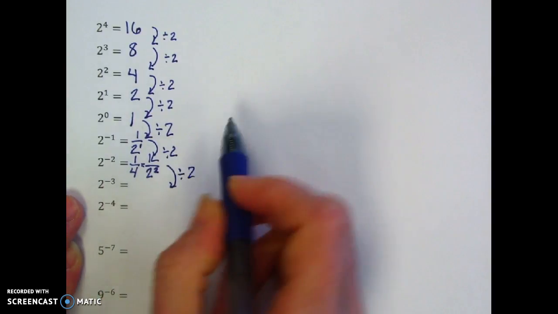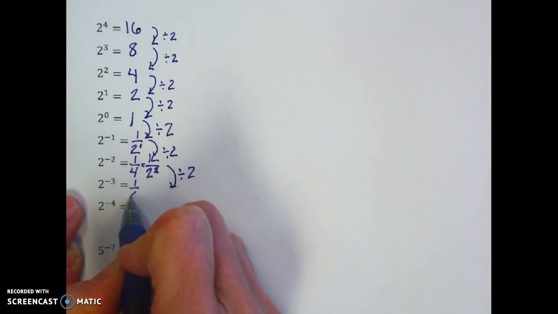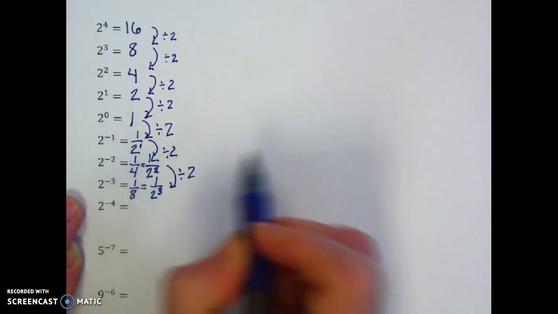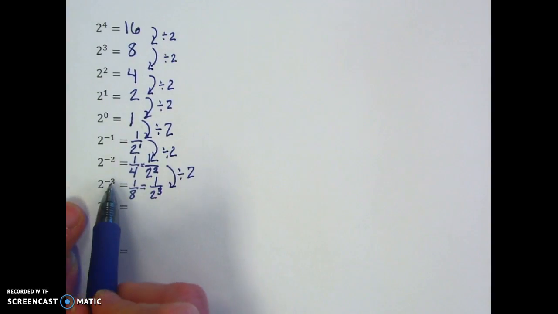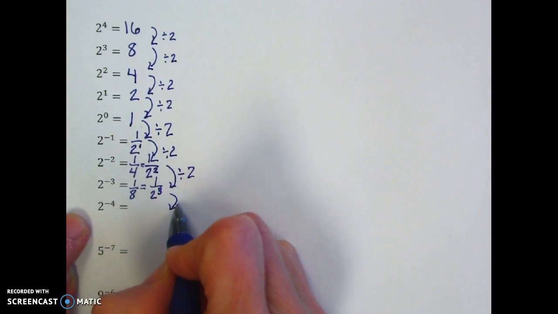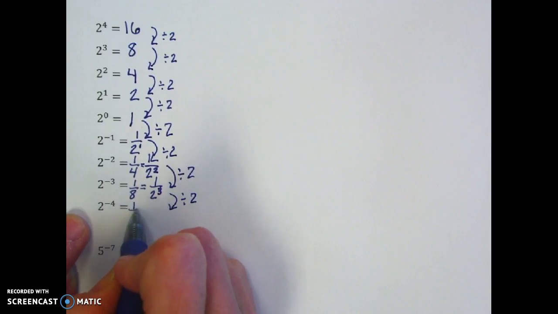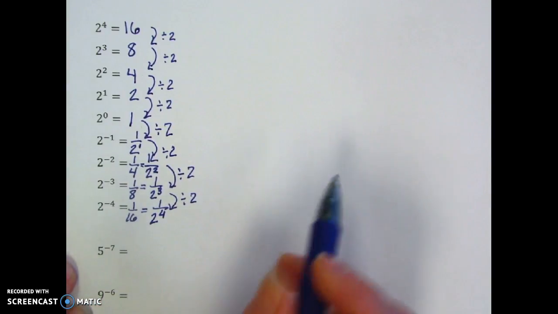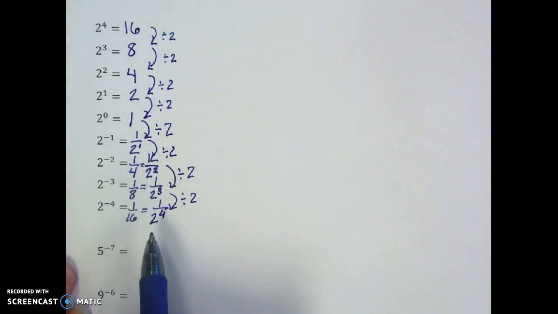Divide by 2 again gives us 1/8. 8 is really 2 to the third power. So 2 to the negative third is the same as 1 over 2 to the positive third. And we could continue in this fashion. 1/16 is the same as 1 over 2 to the fourth. 16 is the same as 2 to the fourth. So 2 to the negative fourth is the same as 1 over 2 to the positive fourth.